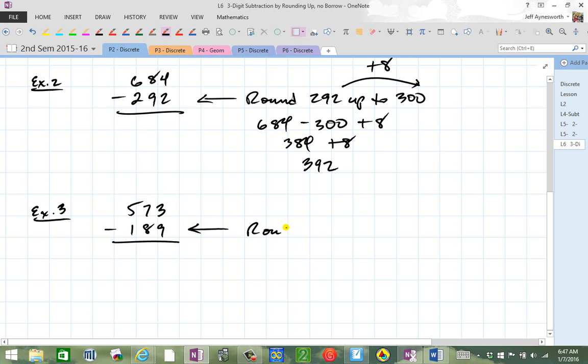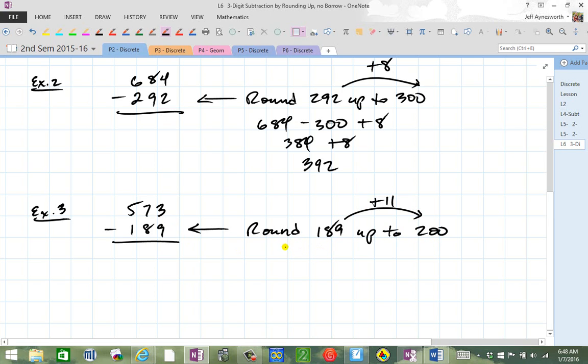Now, 189 is close to 200. So you're going to round the 189 up, okay? Up to its closest, easy value, and that's 200. The question is, how many do you add to 189 to get to 200? If you just count up, 189 to 190 is 1, plus 10 more is 200. So this is an adjustment of 11. You have to add 11 to 189 to get to 200. You need to know that in your head.